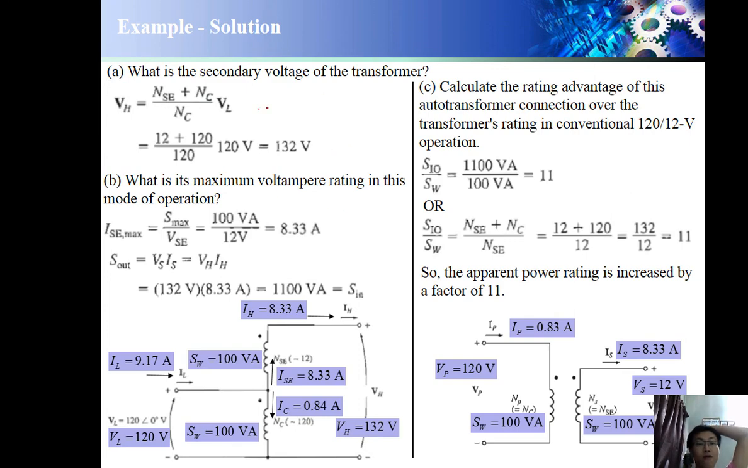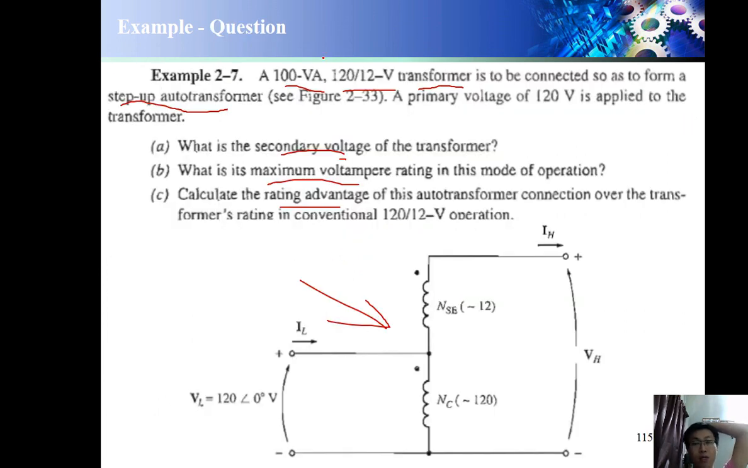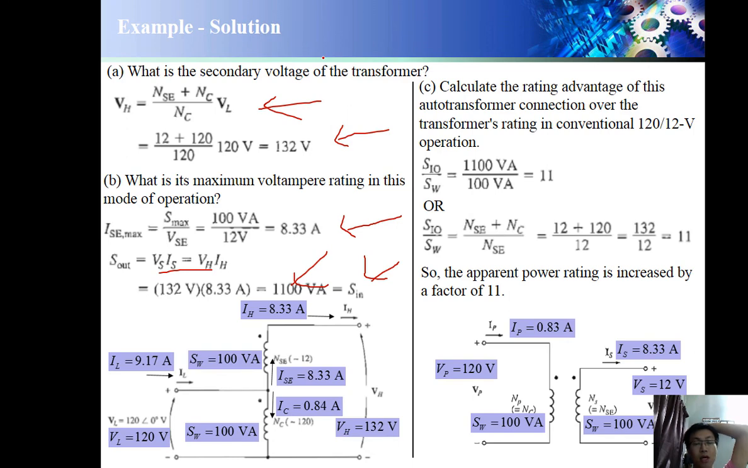Next, we use a formula. We found that my high voltage side is 132. Then I use the equation to find the ampere rating. So my S in, S out, using the equation, is 110 VA. It can cope with 1010 VA. So it can do 11 times what the conventional one does, where I can deliver 1010 VA for this step-up auto transformer, or 11 times.